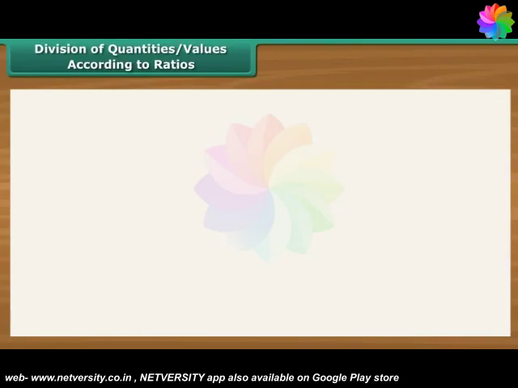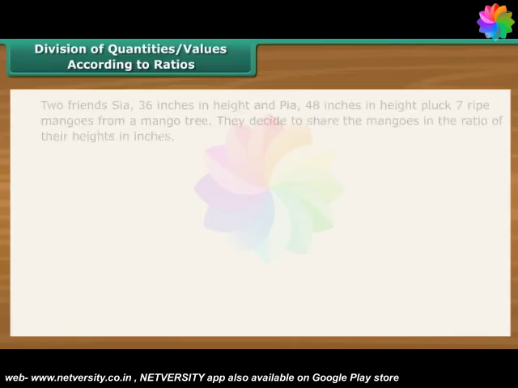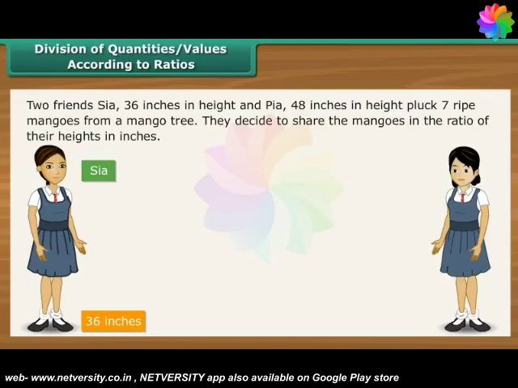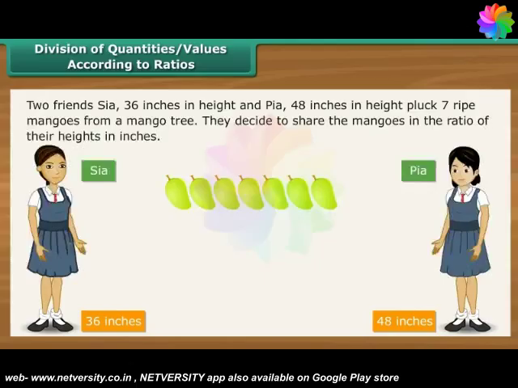Let us now use ratios to divide quantities and values. Two friends, Sia, 36 inches in height, and Pia, 48 inches in height, pluck 7 ripe mangoes from a mango tree. They decide to share the mangoes in the ratio of their heights in inches. How many mangoes will each friend get to eat?